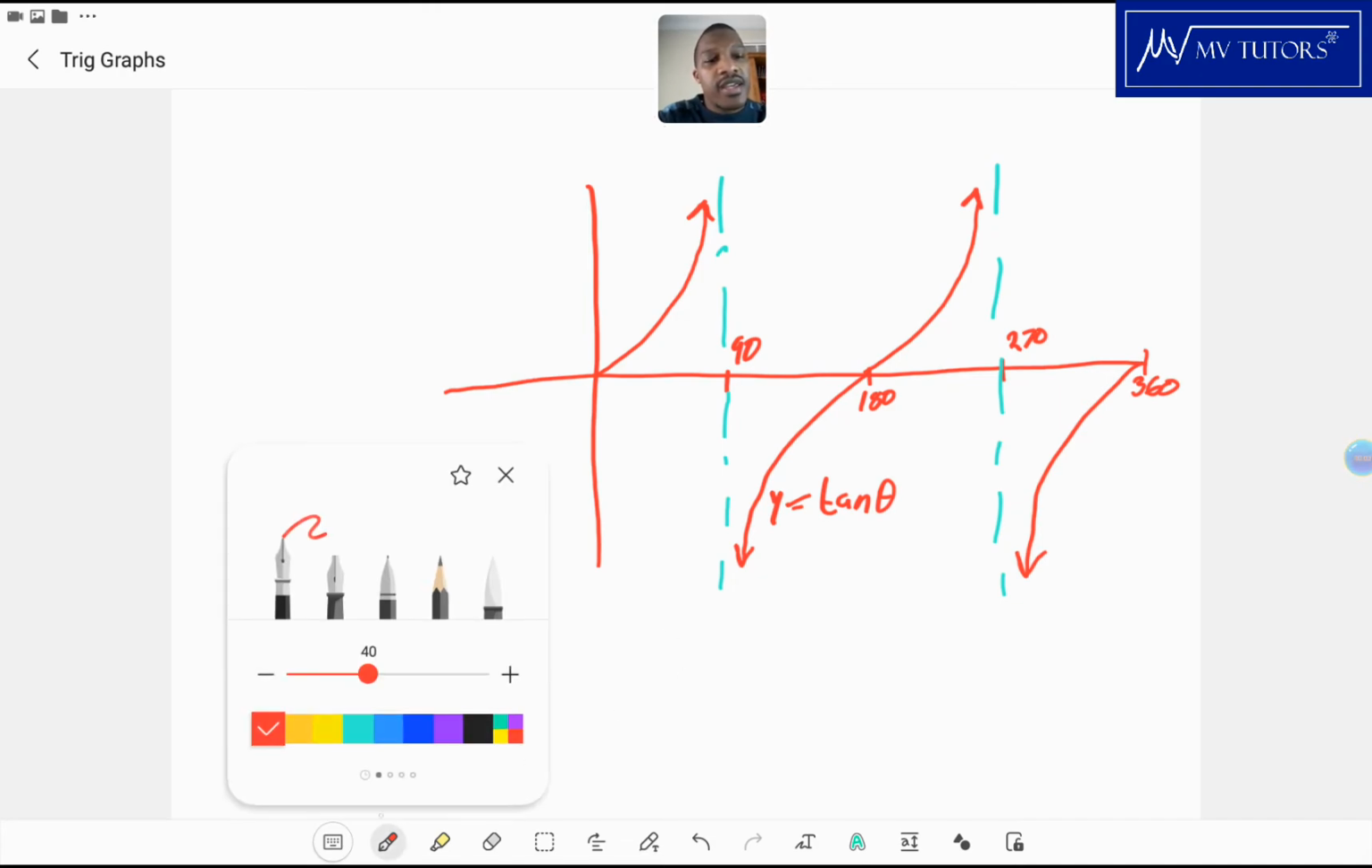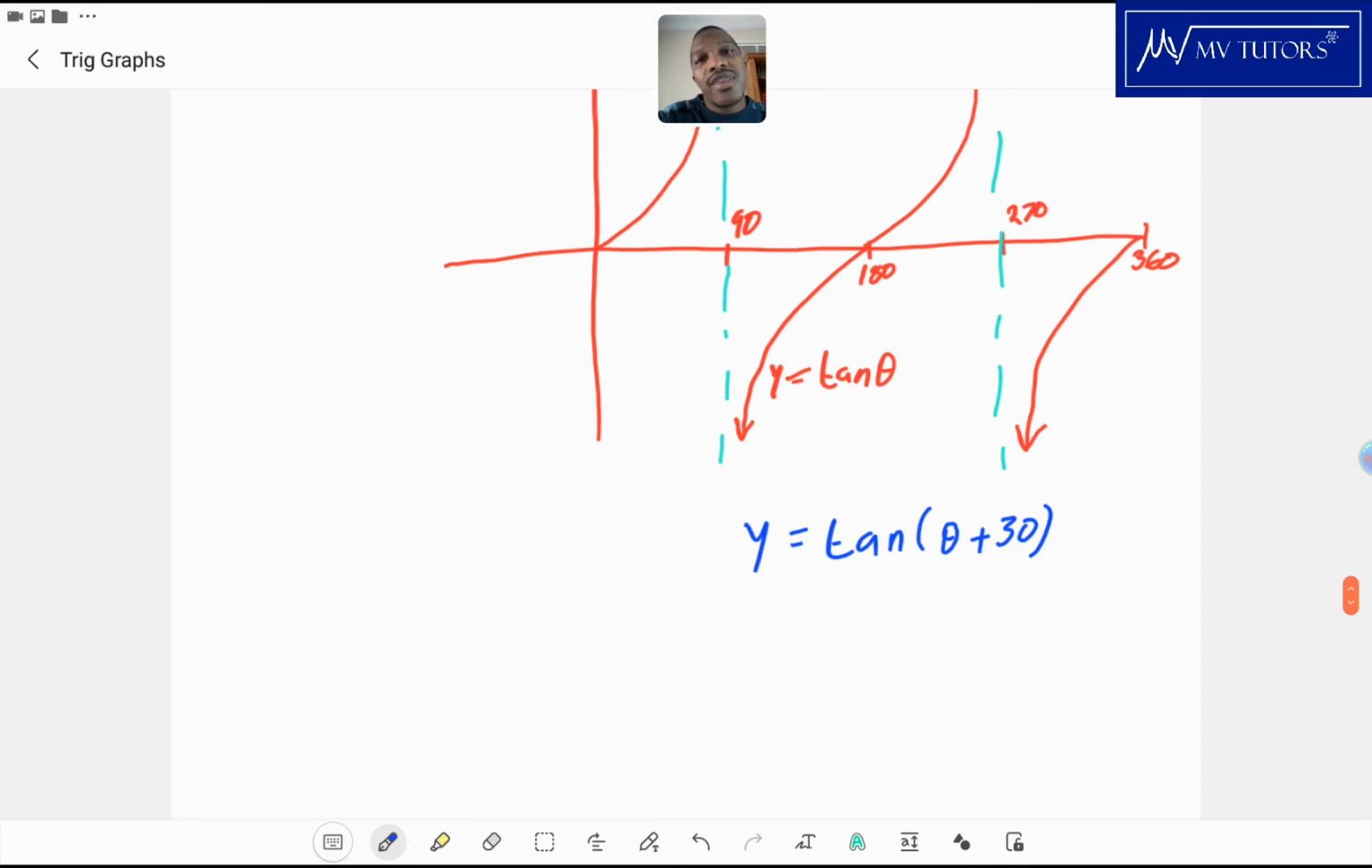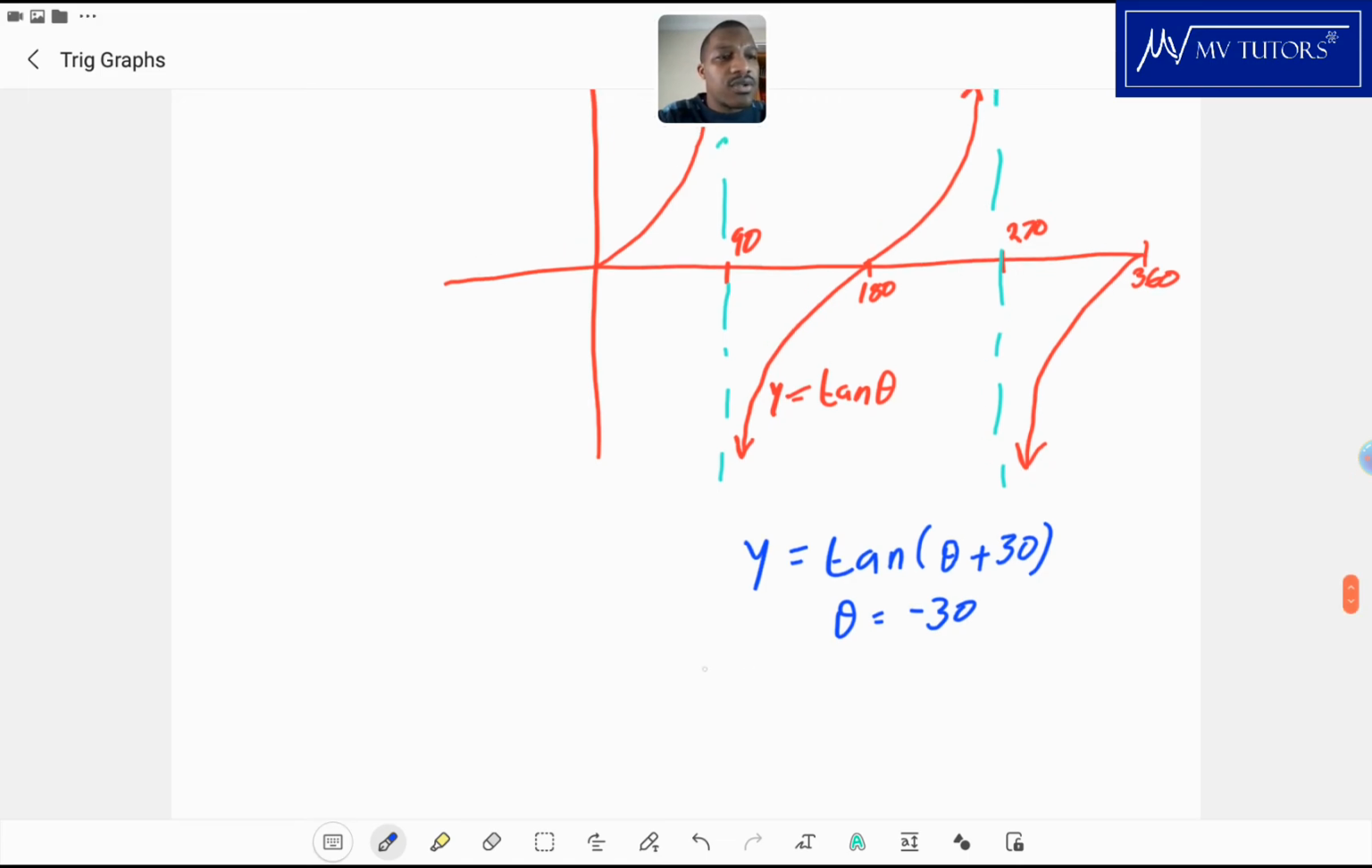Now let us say they give you, let's say, draw this one: tan, and then bracket theta plus 30. What are you going to do there? Okay, so this is a shift to the left. Remember, if you have brackets, you equate them to 0 and solve for theta, and theta here is going to be negative 30. So that means for each and every point you put, you're going to subtract 30.